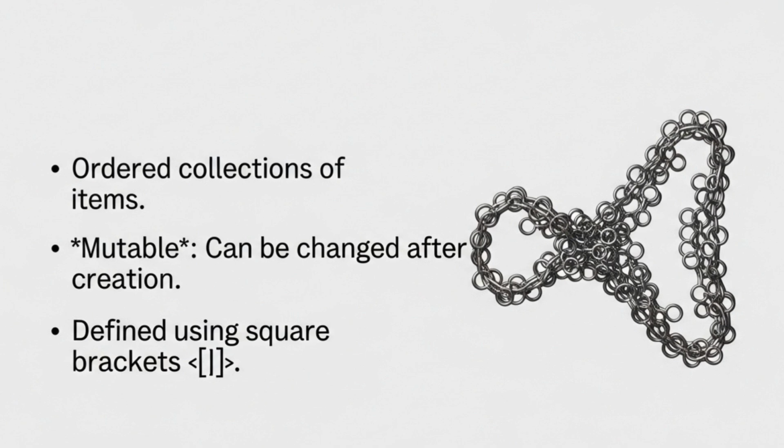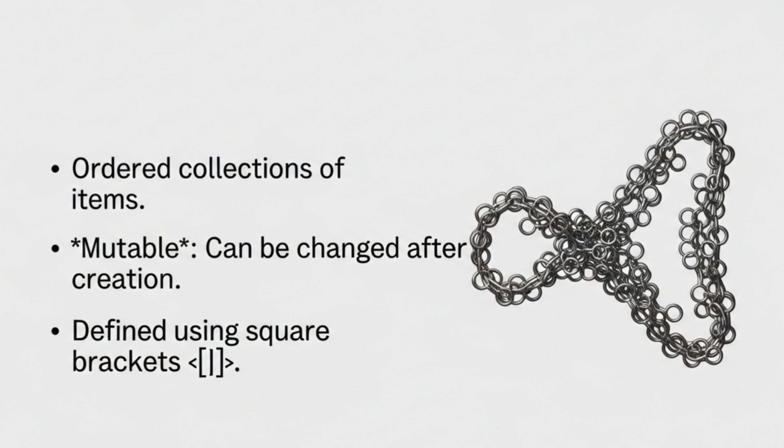The key characteristic is that lists are mutable. Mutable means you can add, remove, or change elements after the list has been created. You define a list using square brackets, like my_list equals apple and banana. Let's see how we can work with them.